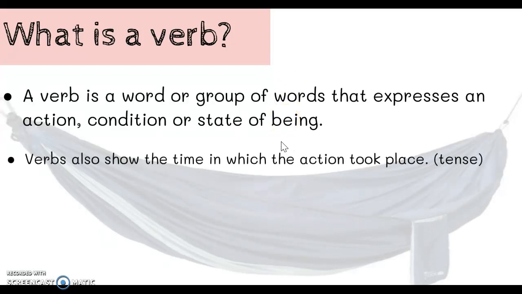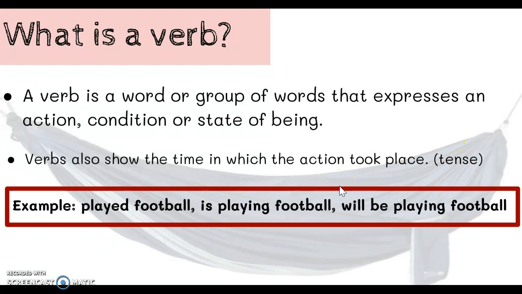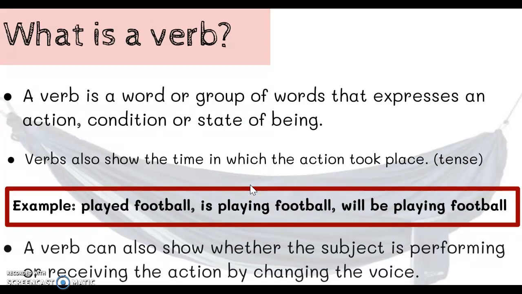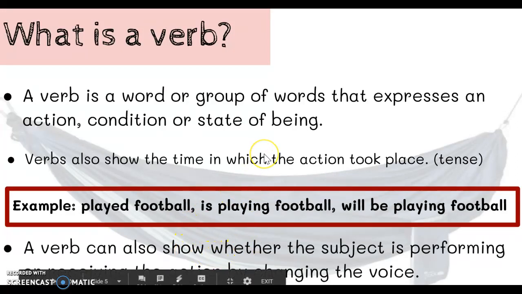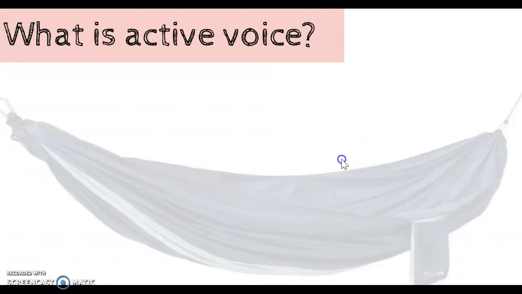They also show the time in which the action took place, and we call that verb tense, whether it's in the present, past, or future. We also have perfect and progressive tenses. So there are all kinds of different ways that we can form verbs to get our meaning across. A verb can also show whether the subject is performing the action or receiving the action by changing the voice, and that's what active and passive voice is.